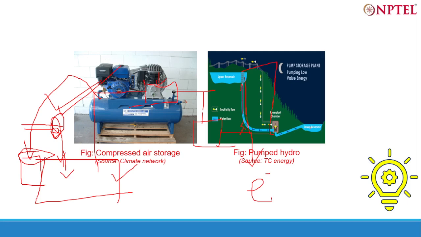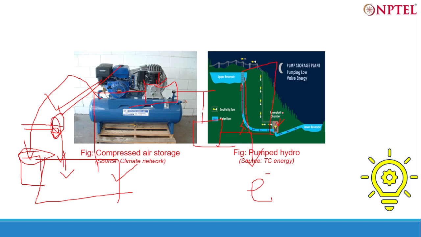So the maximum of the water is stored in the lower reservoir, and some water flows to the river. And in the night, when we go to sleep, there is a very low power requirement. So when there is a very low power requirement, there is extra power produced by the turbine. That extra power can be utilized to run the turbine in reverse motion.